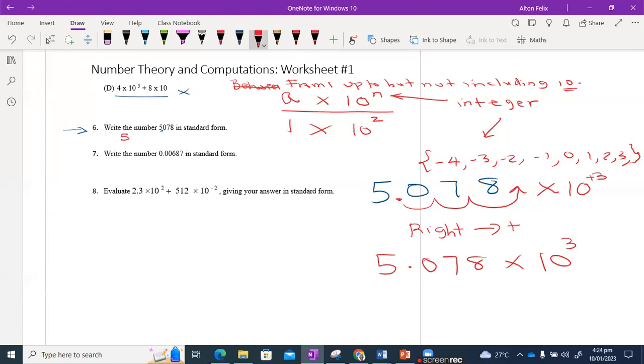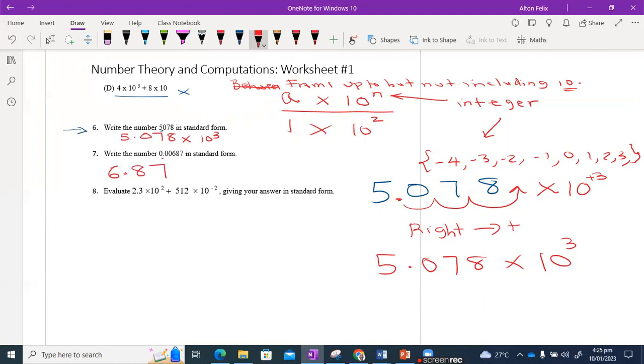Let's do another one. But this time we're going to be moving to the what? To the left. And once you move to the left, a negative sign will be used there. Okay, let's look at the second question here. 0.00687, right? If we are writing this number and we want to make it a number between 1 and 10, the point must go between the 6 and the 8 to make it 6.87.